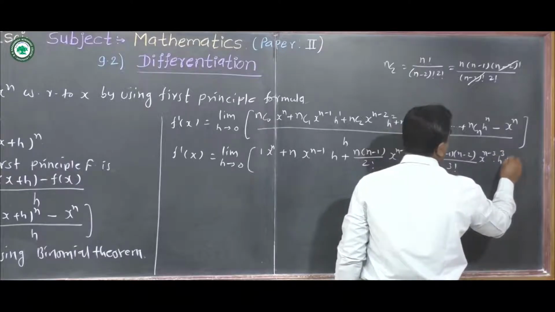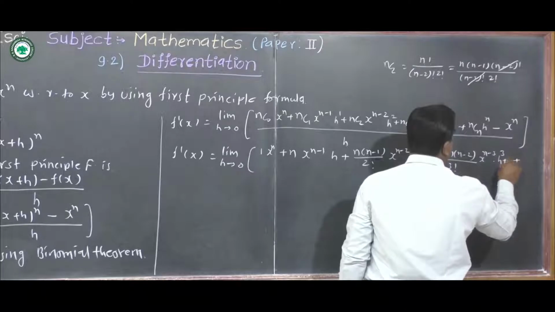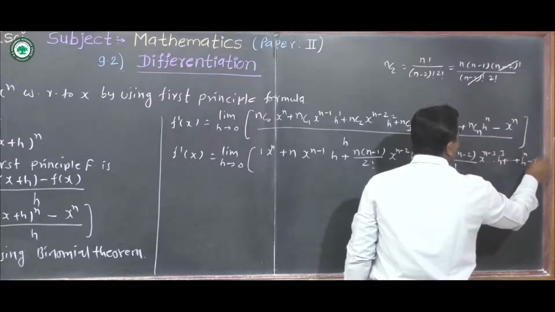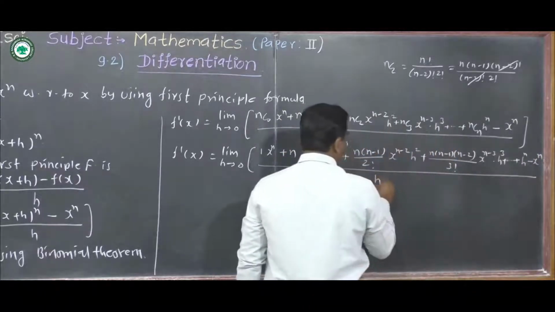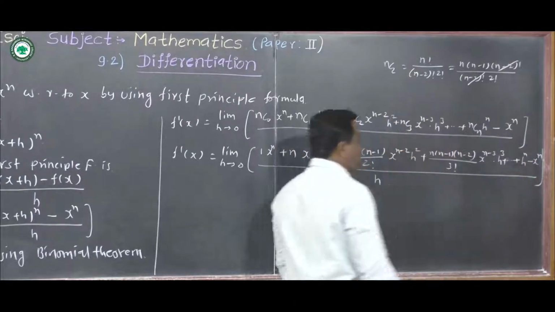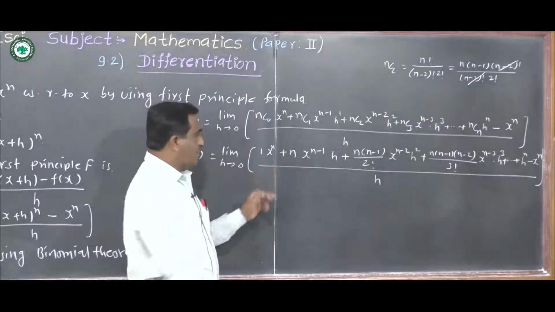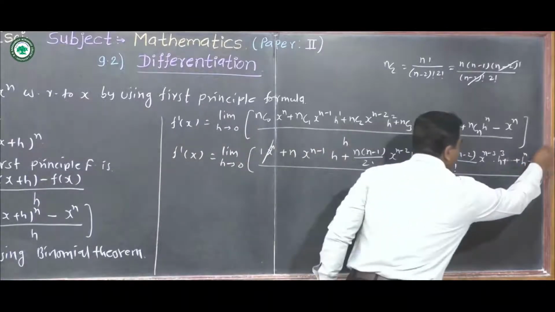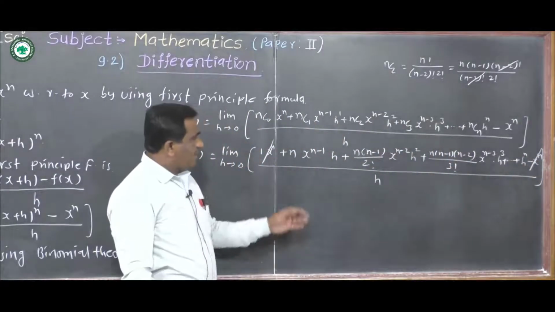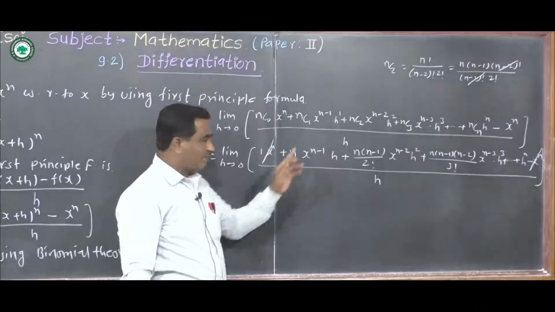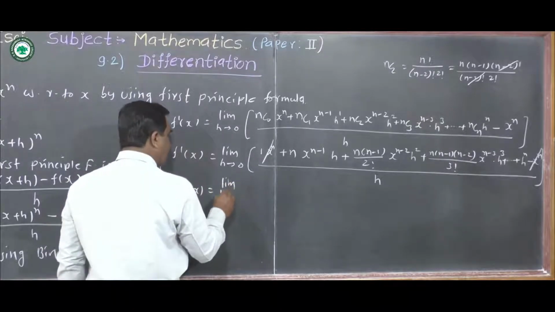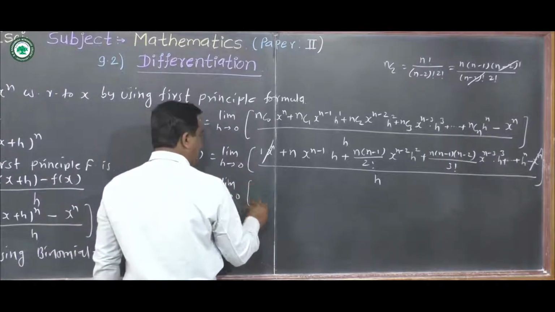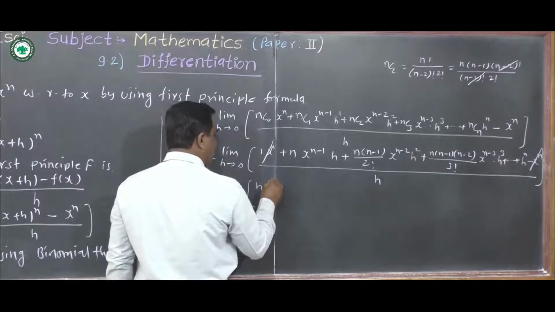plus nCn means 1, h raised to n, minus x raised to n as it is, upon h. Now here this term x raised to n into 1, x raised to n, plus x raised to n minus x raised to n cancel. Now from the remaining terms we can take h common. Therefore we can write f dash of x is equal to limit h tends to 0, in bracket. We can take h common in the open bracket.